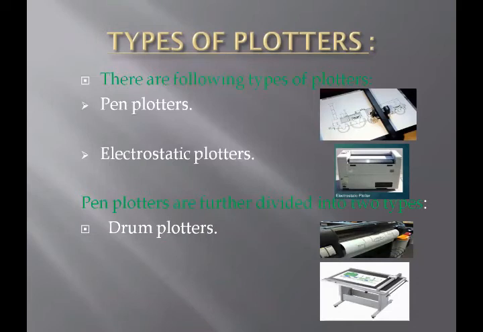Number one is the drum plotter. In a drum plotter, the pen is moved on a single axis track and the paper itself moves on a cylindrical drum to add the other axis of dimension. The size of the graph is therefore limited only by the width of the drum, and the length can be any length.